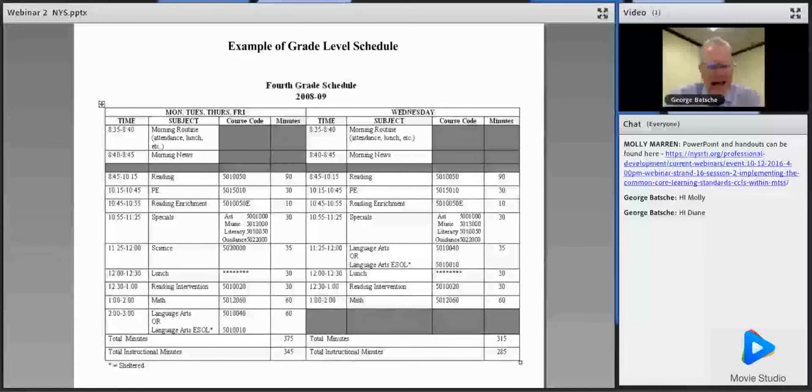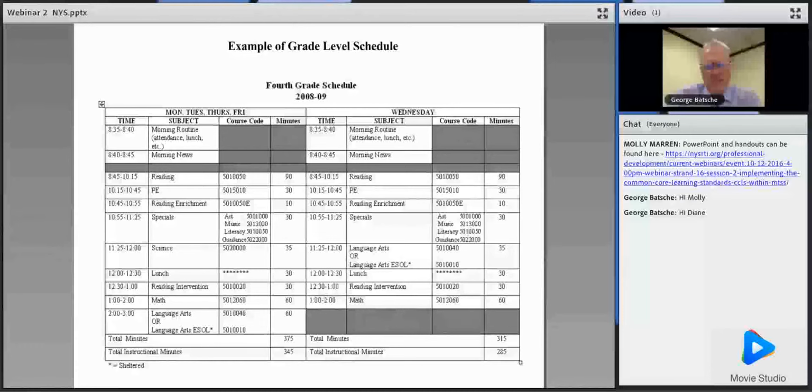The next thing is science, then lunch. And now we see reading intervention again. That's 12:30 to 1. That's 30 minutes. So write down another 30 minutes. And then math, and then language arts or language arts ESOL. That's 60 minutes. So 90, 30, and 60. If you add that up, you will see that there's 180 minutes a day built in to literacy.